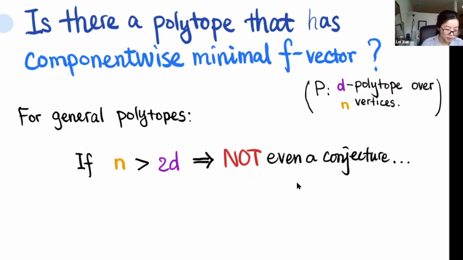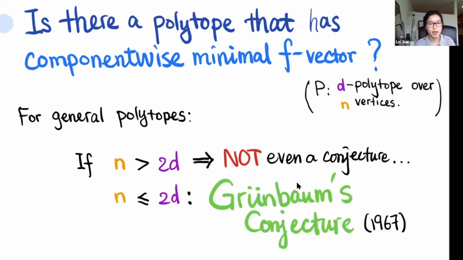If N is greater than 2D, then we don't even have a conjecture to work with. It's only in the case when N is at most 2 times the dimension that we have a conjecture, made by Grünbaum in his book, Convex Polytopes, in 1967. And we're introducing this conjecture right now.